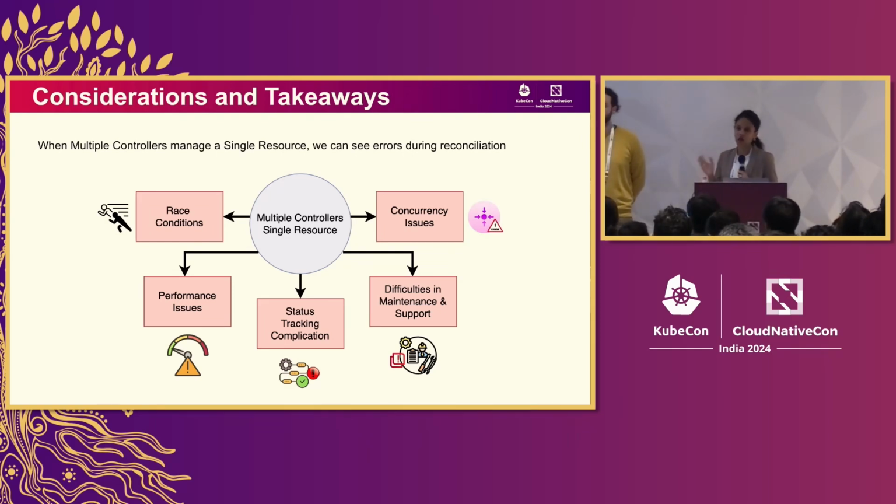Now, think about a worst case scenario. When controllers have different interpretations of the CR's state, they may constantly overwrite each other's changes. This conflict can create a loop with controllers endlessly disputing the CR's state. We definitely do not want to end up in this scenario.